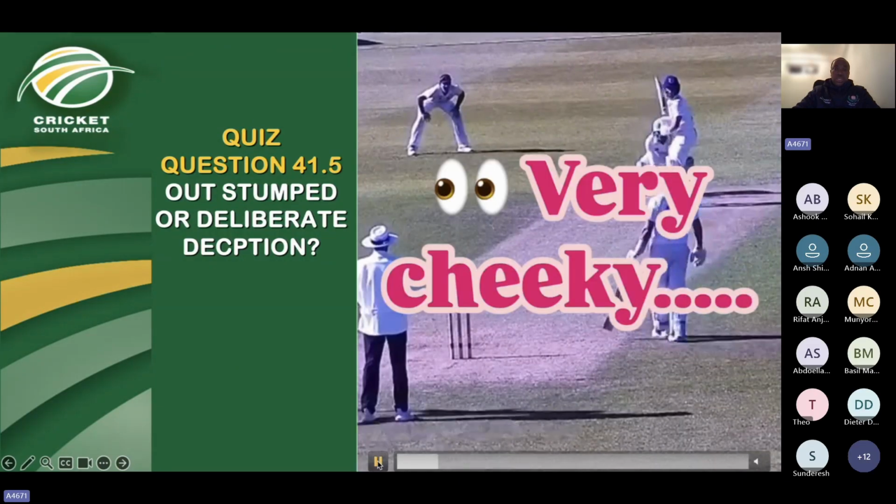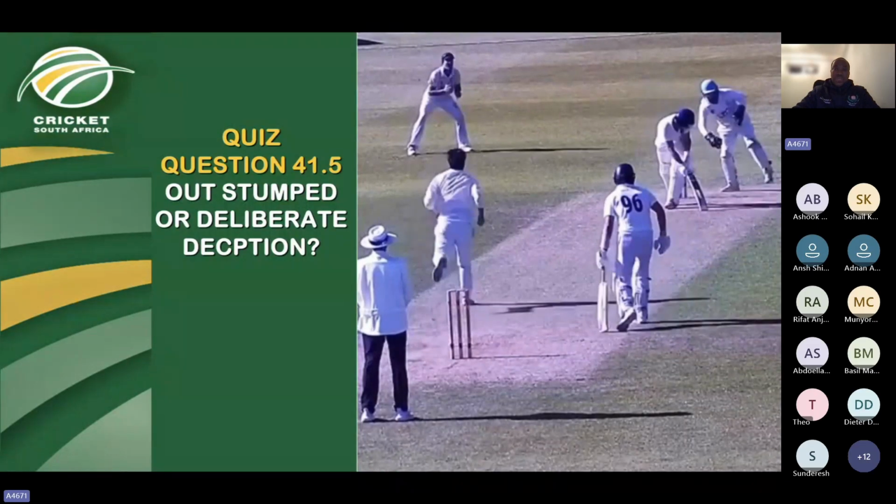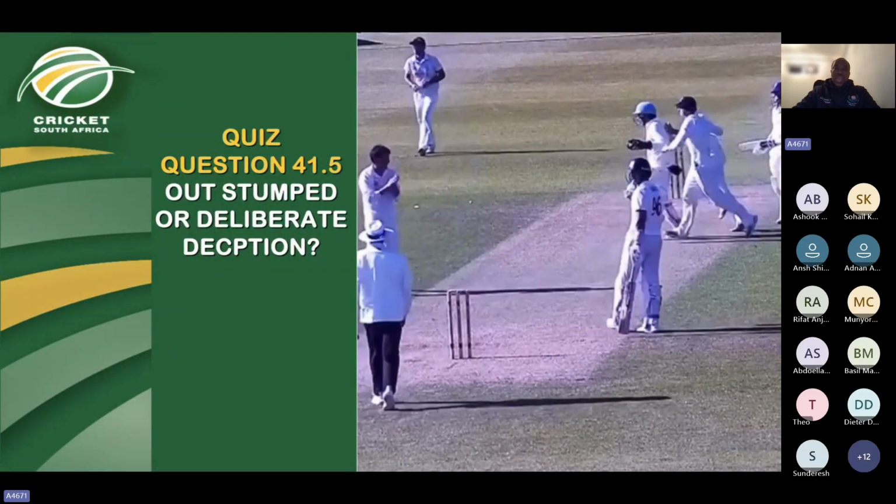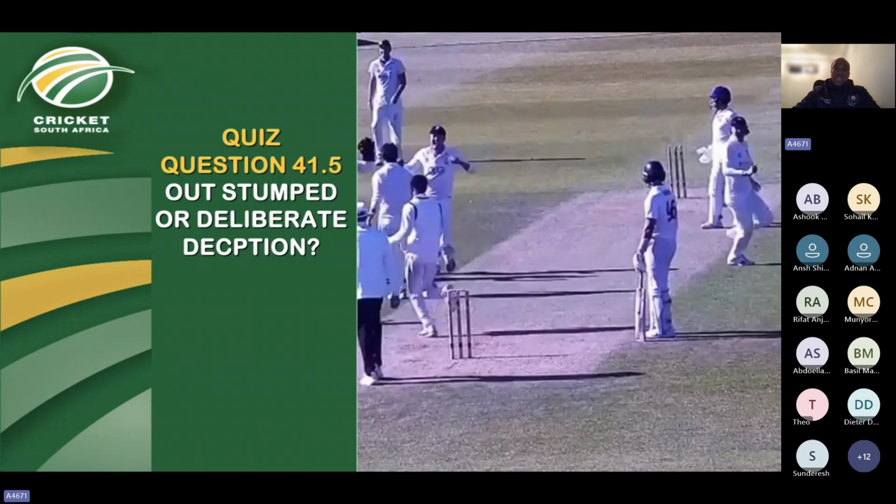Bowler bowls a ball down leg. Wicketkeeper collects it, pretends he has not collected it, turns around, looks for the ball. And when he hears the batter trying to take a single, he whips the bails off and appeals for a stumping. By the celebrations, it looks like the umpire gave the striker out stumped. Was that the correct decision? What did you all put into the chat box?